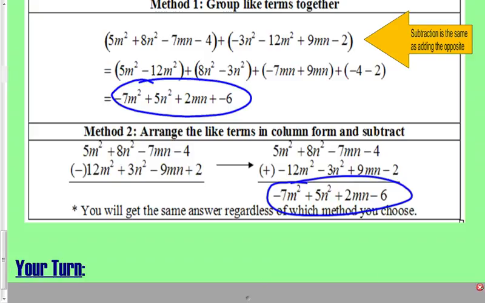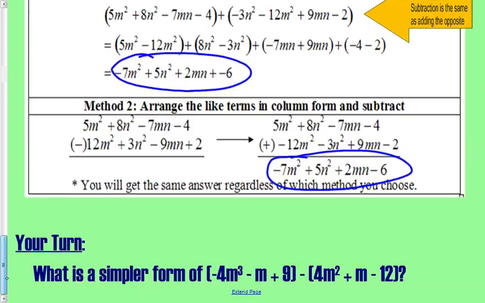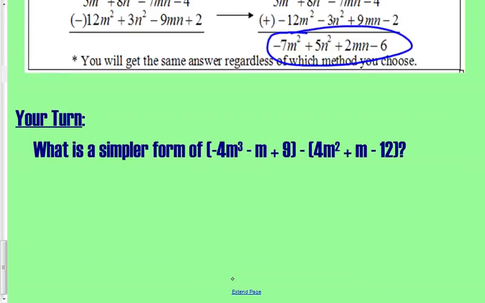So, here is an example for you. You can choose whichever method you want, but I'd like you to simplify negative 4m squared minus m plus 9 minus 4m squared plus m minus 12. So I'm going to pause it. I would like you to pause it, and then I'll show you the answer in a second.